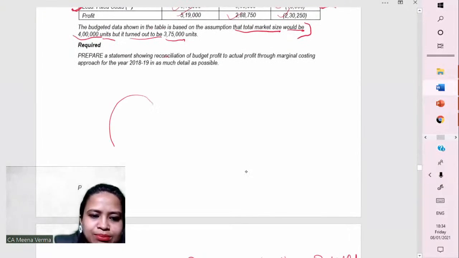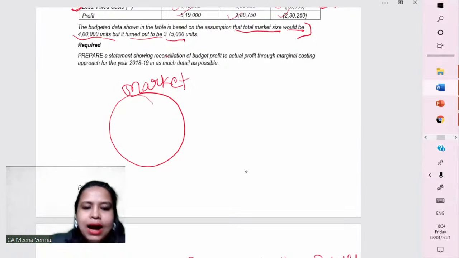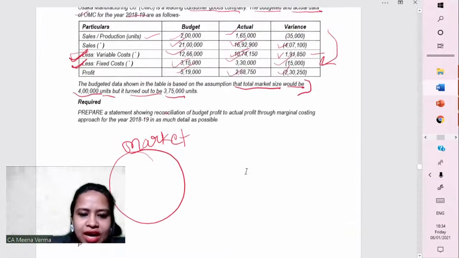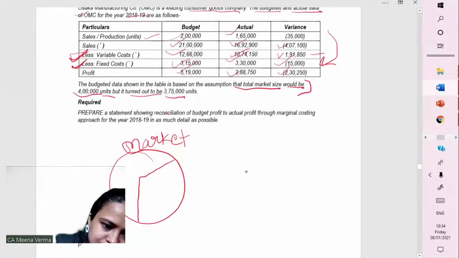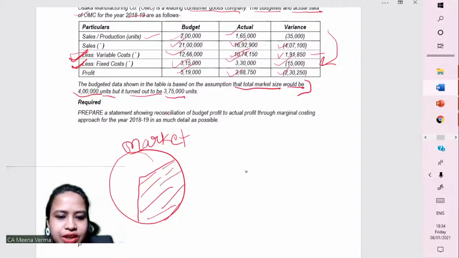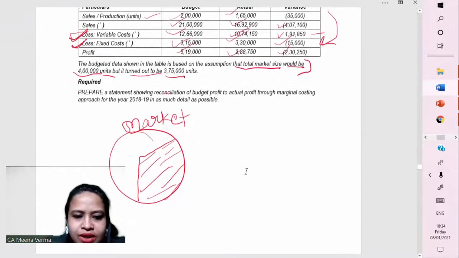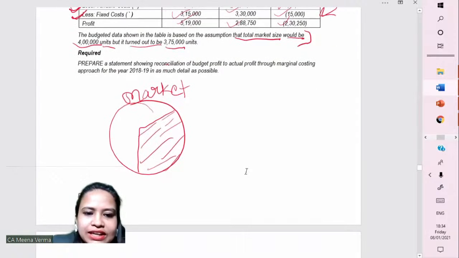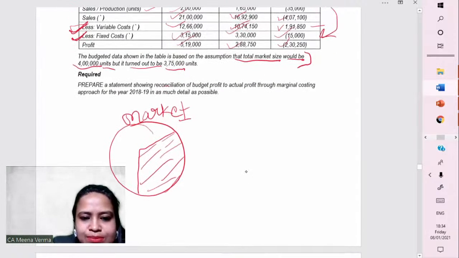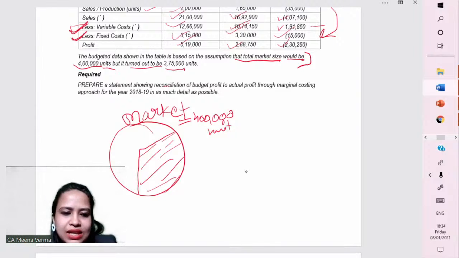I have, for example, this is the entire market, and my organization or my product has captured some portion of this market. For example, my company has this share of the market. Okay? In the same way, you can see that the budget data means the size of the entire market: in the entire market you can sell a maximum of 4 lakh units. This is given here.